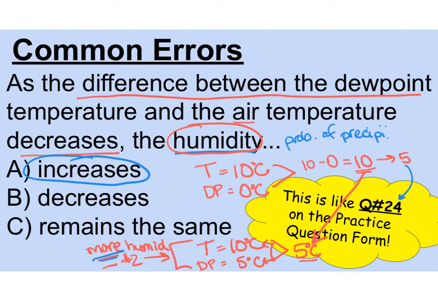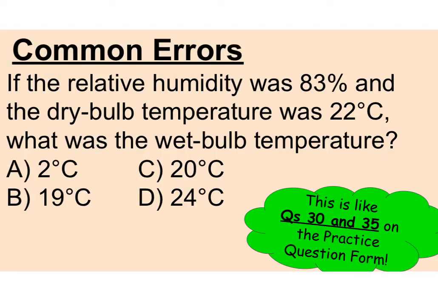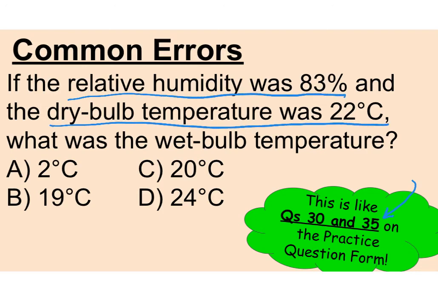All right, let's try another one. This is our last question that we're going to go over, and it is very similar to questions 30 and 35 on the practice question form, and these are really challenging. I like these questions though because they really make you think. So this is saying if the relative humidity was 83%, so right off the bat they're telling you the relative humidity, and they're telling you the dry bulb temperature is 22 degrees Celsius. But they're not telling you the wet bulb temperature. They want you to figure out the wet bulb temperature.